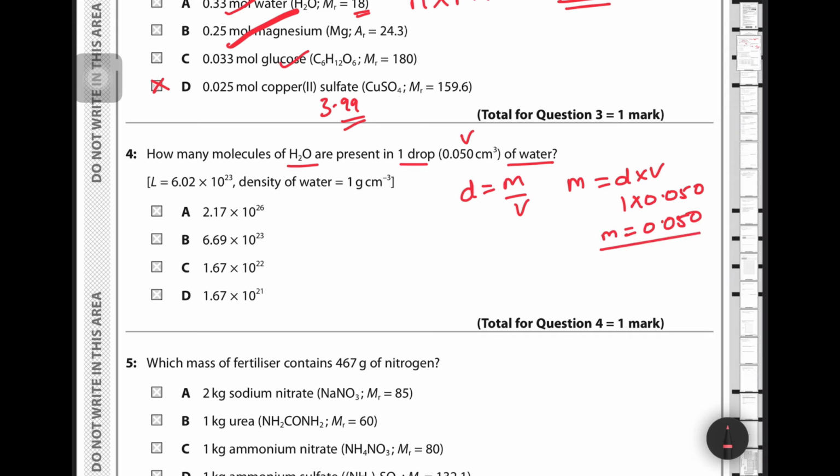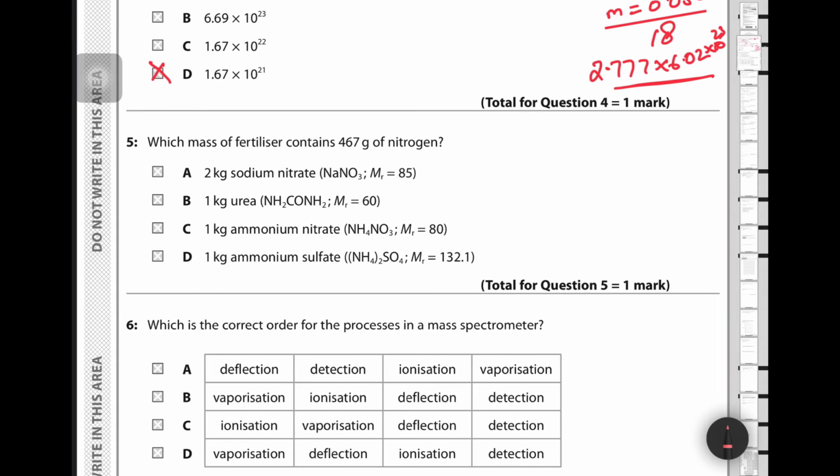So you have the mass of water. You divide by the MR. So 0.050 divided by 18, you get 2.777. Now multiply this with the Avogadro's constant, 6.02 into 10 to the power 23, you get 1.6. Answer is D. You multiply this with the 6.02 into 10 to the power 23. Clear? Next question.